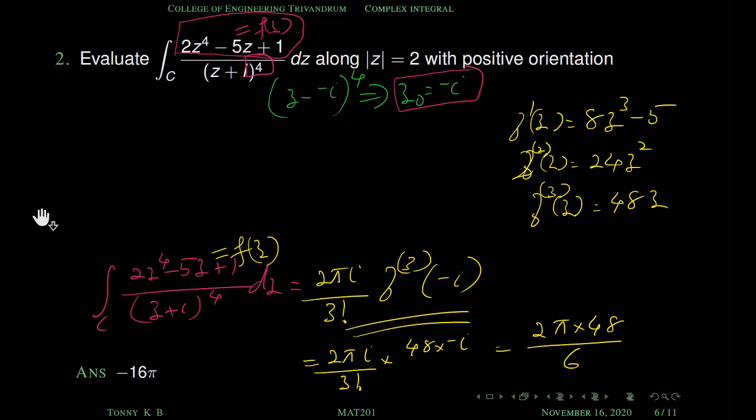No, I think it is plus 16 pi, not minus 16 pi. Because 2 pi i by 3 factorial f3 of minus i, that is 48 into minus i. Correct, 48 into minus i. That is i into i is minus 1, there is one more minus, so plus. That is 16 pi. Right.